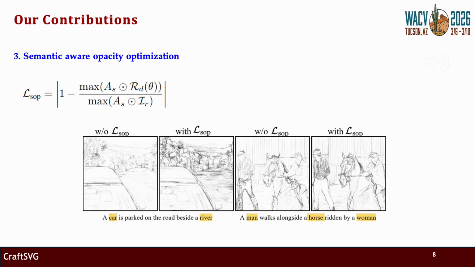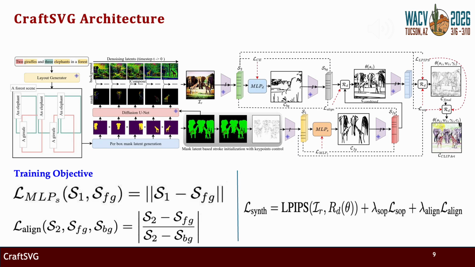Our third contribution is semantic-aware opacity optimization. We introduce a specific loss function, LSOP, to control opacity. As shown in these examples, utilizing LSOP yields far more natural and distinct subjects against the backgrounds compared to models generated without it. Here is a look at the overall CraftSVG architecture.